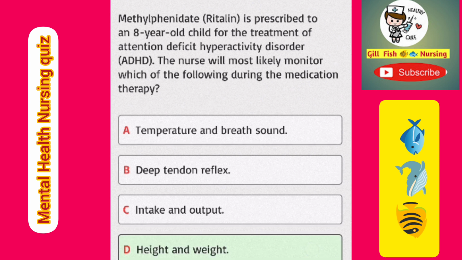Height and weight. Why is height and weight coming? Because methylphenidate will slow the growth. That means in an 8-year-old child, the growth is going to be decreased. So that is why you should monitor the height and weight for the person on methylphenidate. Okay, the correct answer is height and weight. You got it, I think so. Next question.